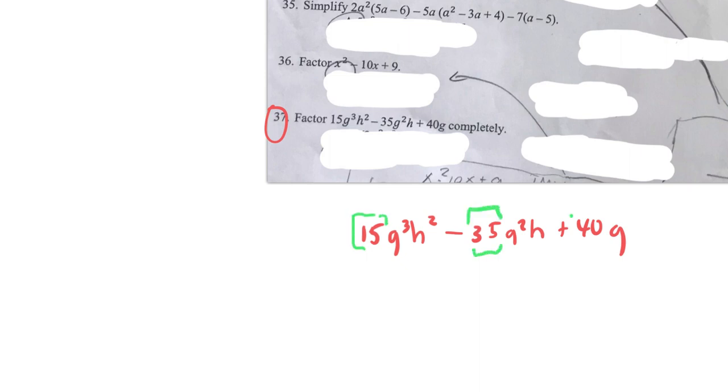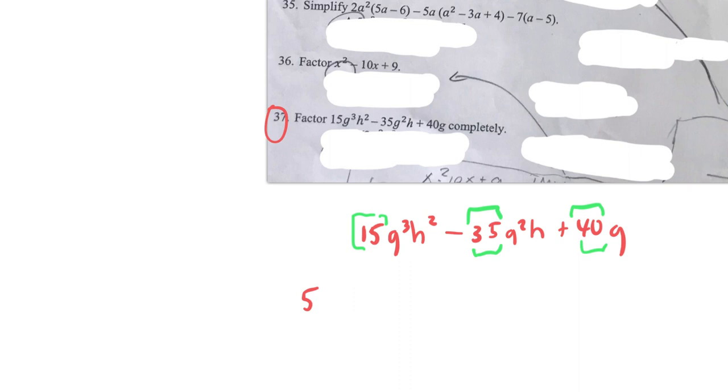Okay, that's ridiculous looking. So we have 15g cubed h squared minus 35g squared h plus 40g. What I like to do is focus only on the numbers first, and I ask myself, what is the greatest common factor of those? The greatest common factor of 40, 35, and 15 is going to be 5. So then you could just write that off to the side.